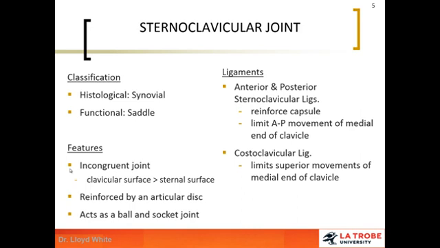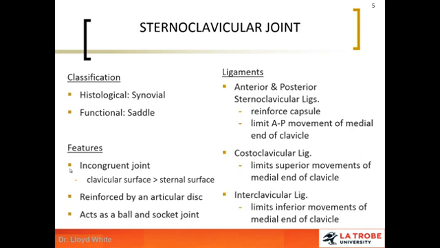We have the costoclavicular ligament inferiorly, which helps to limit superior movements of the medial end of the clavicle. So we'll be helping to prevent depression of the sternoclavicular joint. And we have the interclavicular ligament on the superior aspect, helping to prevent excessive elevation.